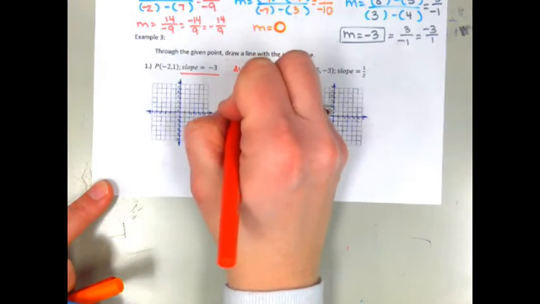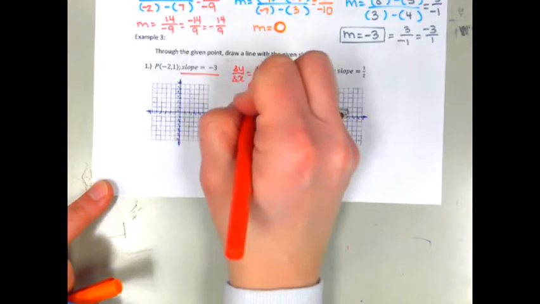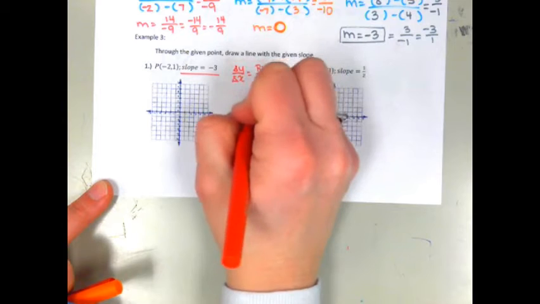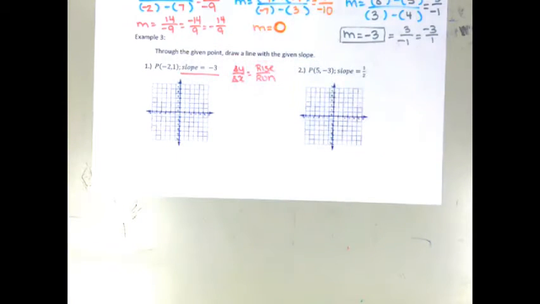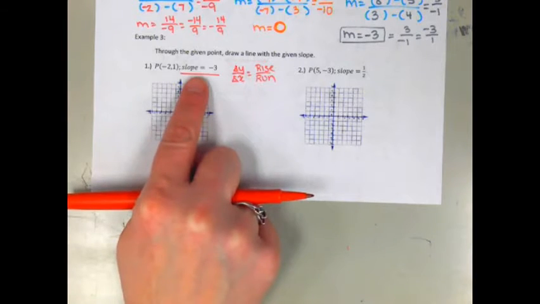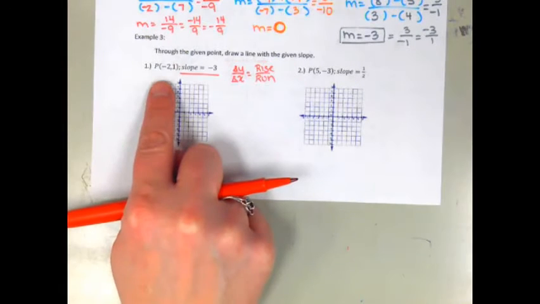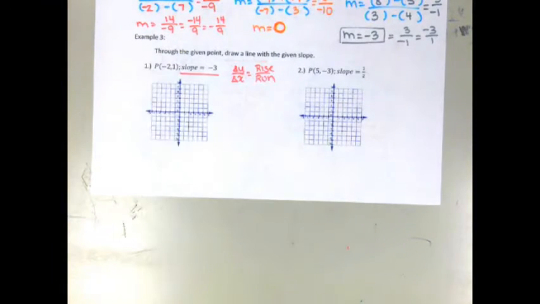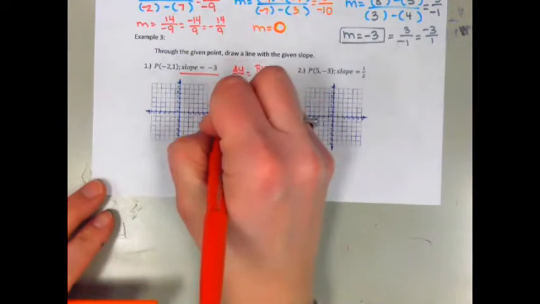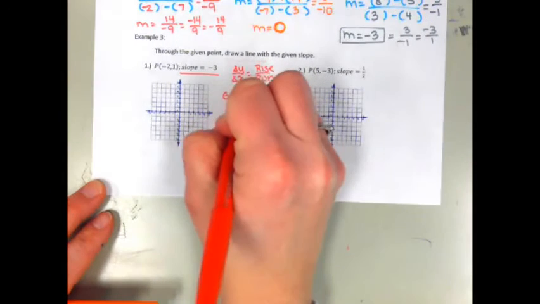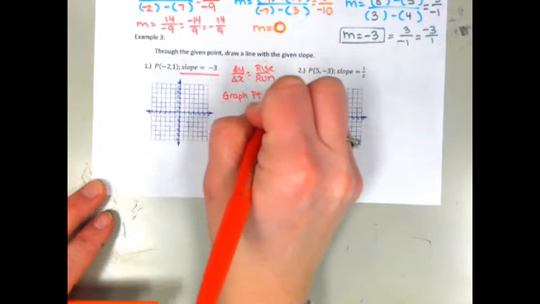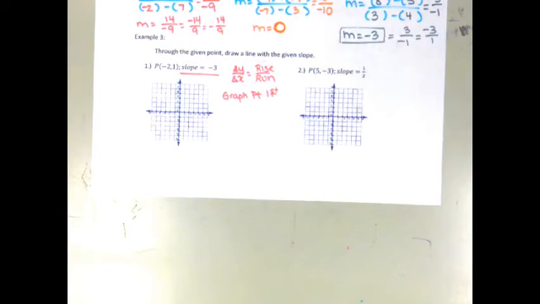Change in y over the change in x, or rise over run. It's not an actual coordinate, is it? No, it's like the steepness of my line, right? So I can't graph slope until I graph the point, right? So can you graph the point -2, 1? Yeah, so always graph the point first. So how do I graph -2, 1?